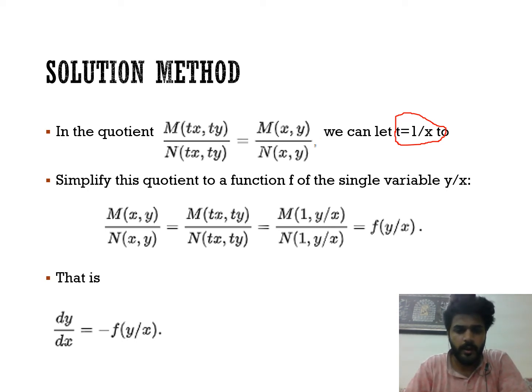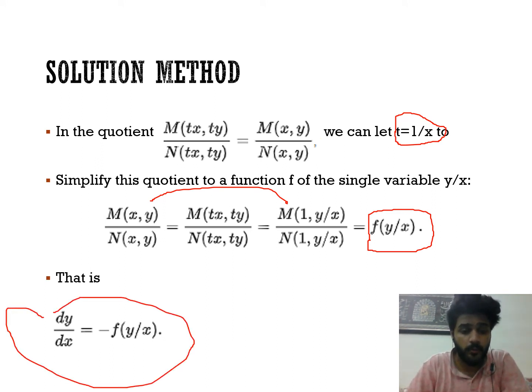where it states that M of x y over N of x y equals M of t x, t y over N of t x, t y. We will replace this equation with this. We will put the t values 1 over x, and then the simple resultant equation will be the given form of the function f of y over x. That is our original differential equation, the derivative dy by dx equals f of y over x.